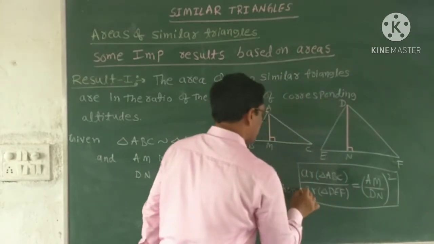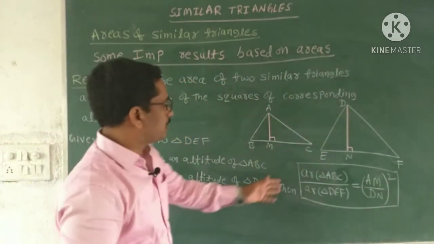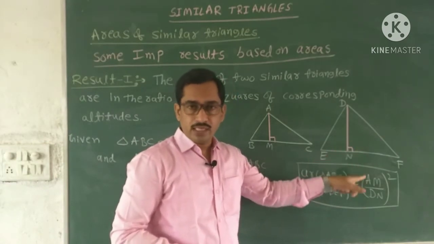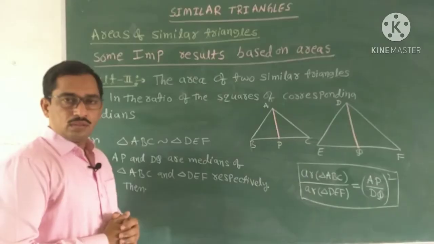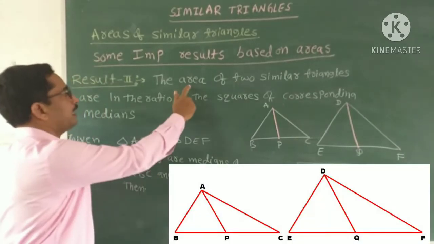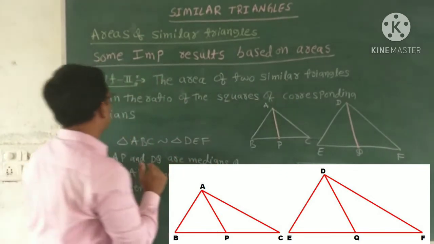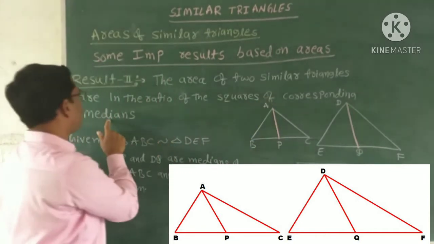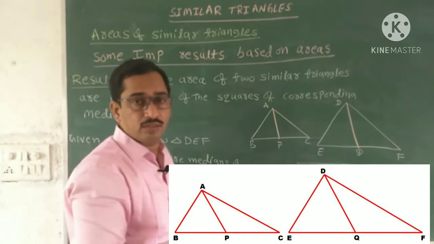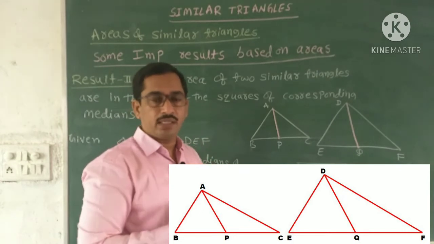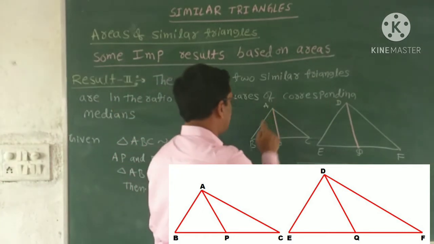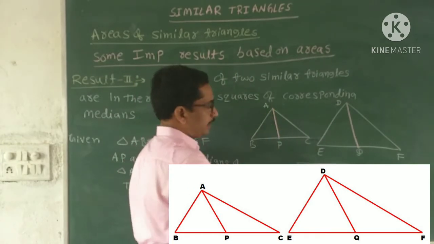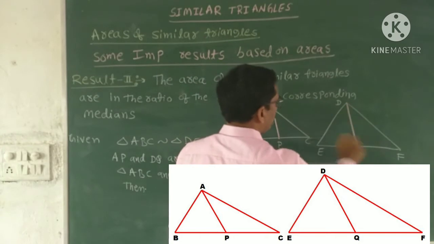This first result is based on the areas of triangles: the ratio of the areas of two triangles is equal to the ratio of the squares of their altitudes. Now see the second result. The areas of two similar triangles are in the ratio of the squares of the corresponding medians. The first point related to corresponding altitudes, and the second point related to corresponding medians. In triangle ABC and triangle DEF, AP is the median of triangle ABC and DQ is the median of triangle DEF.